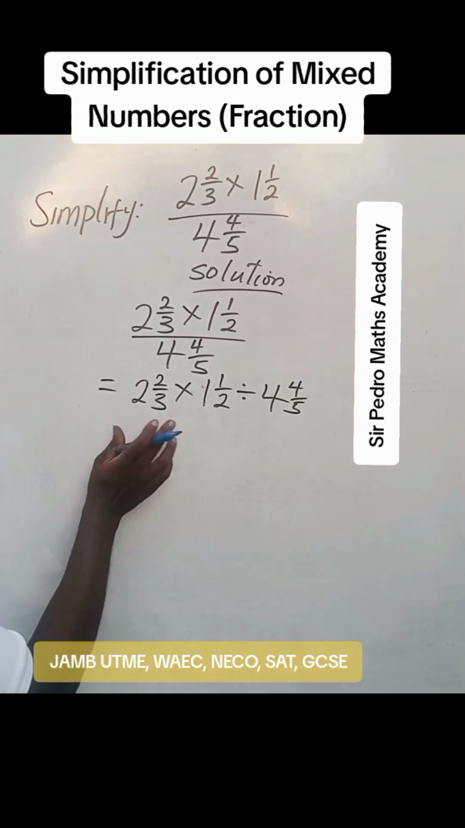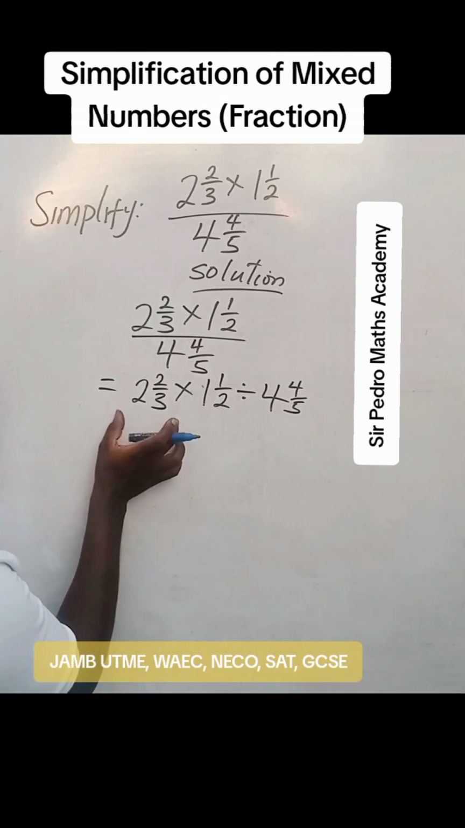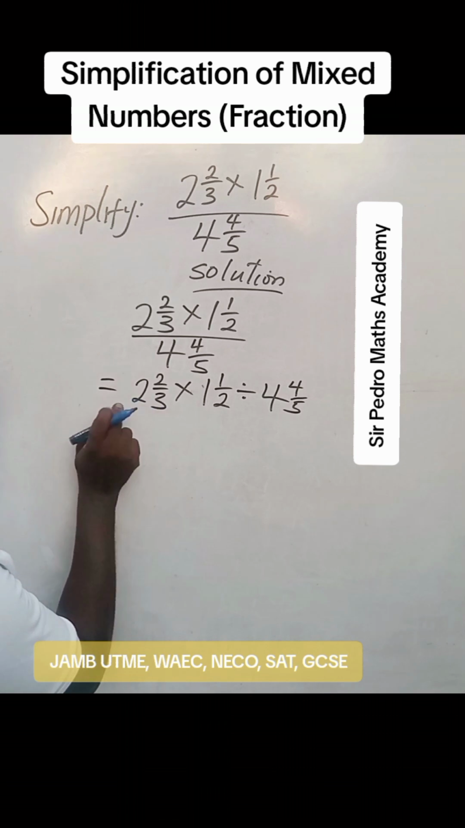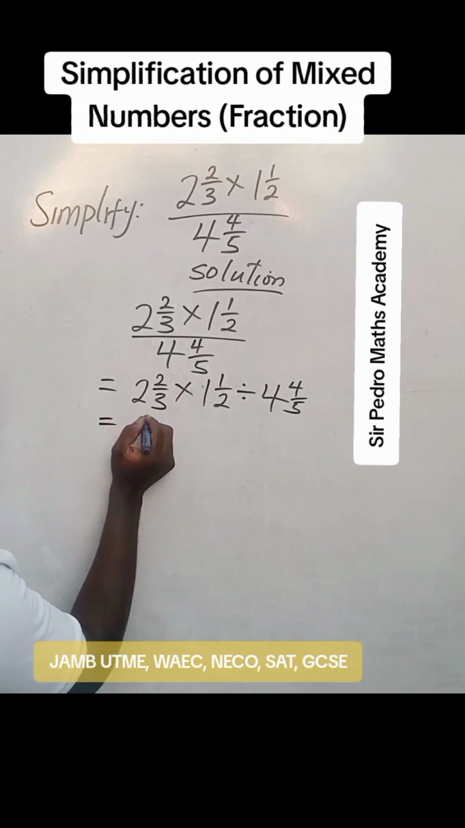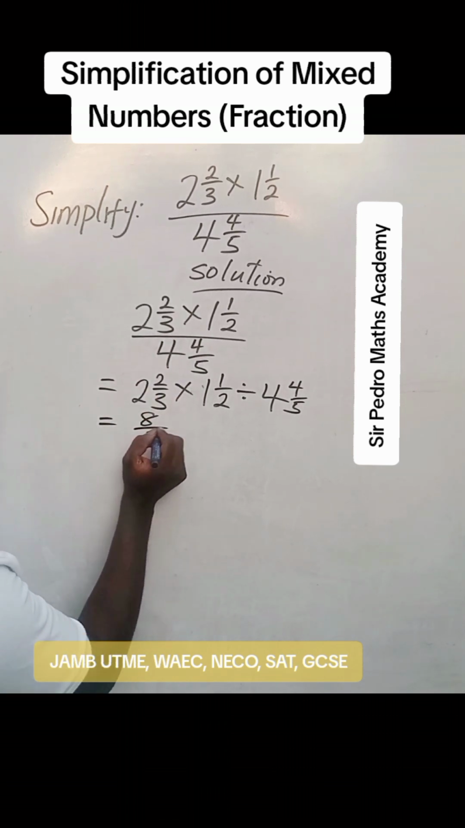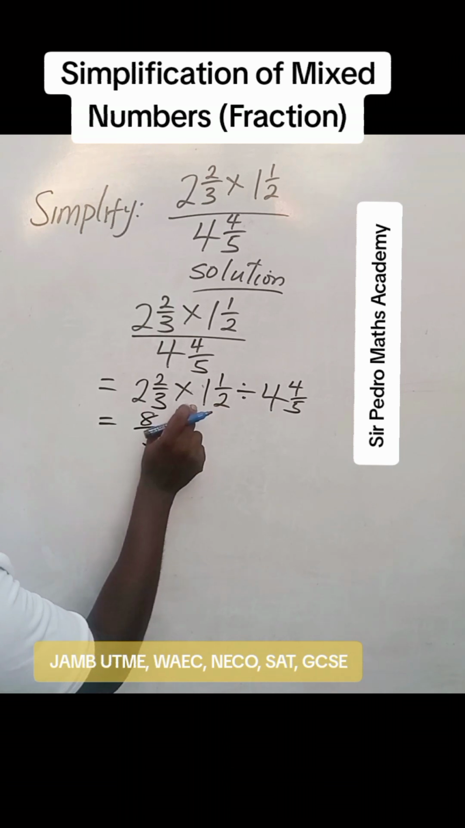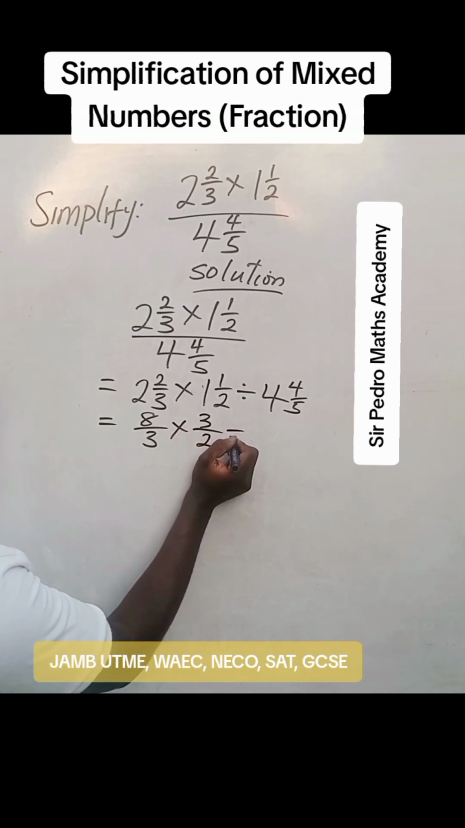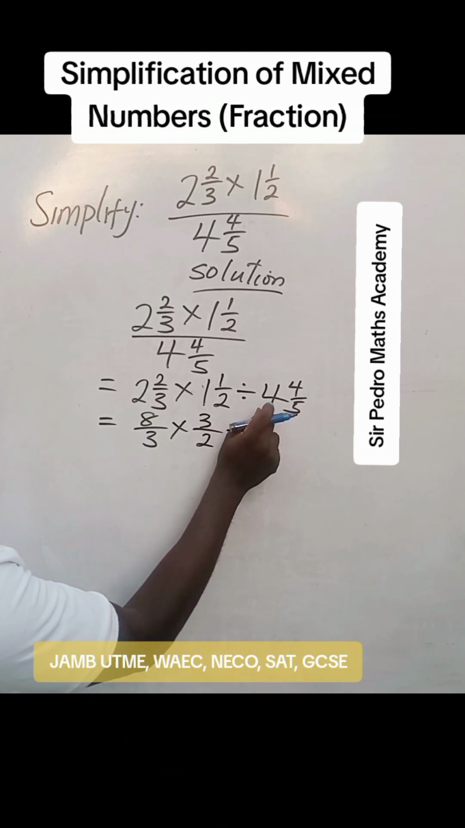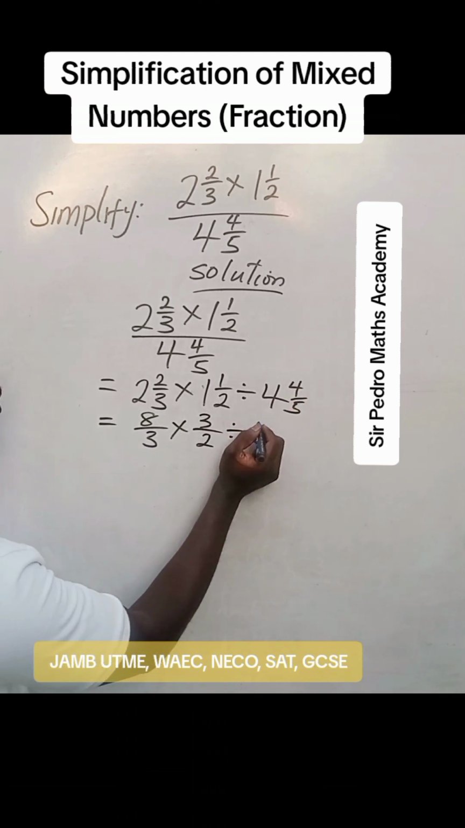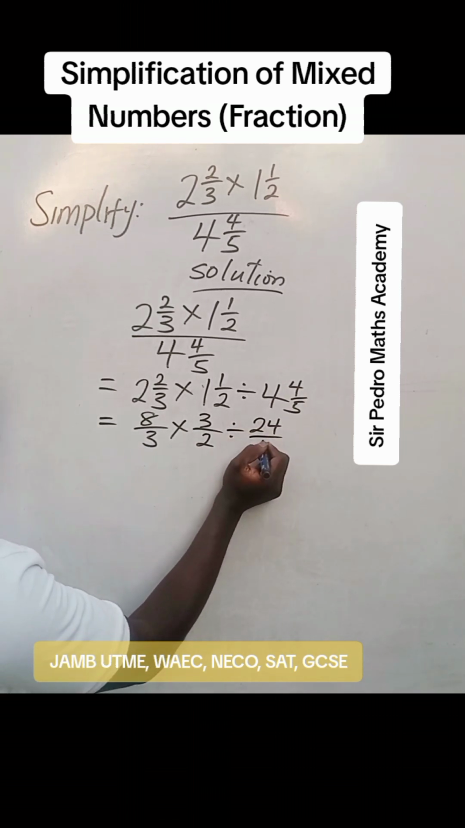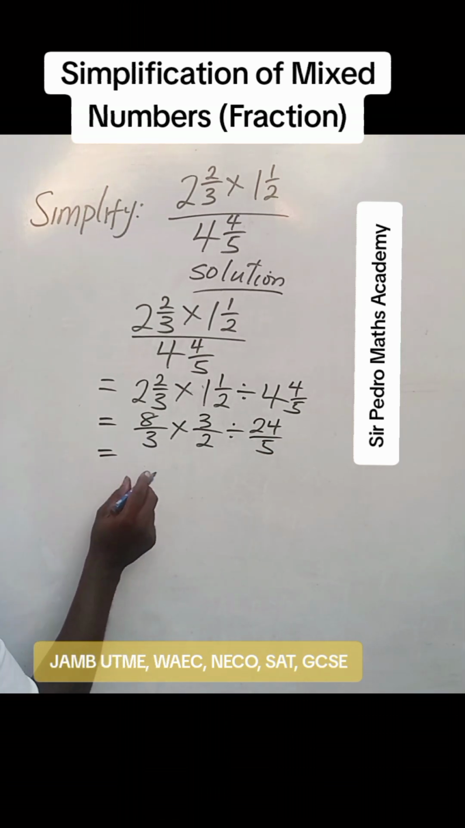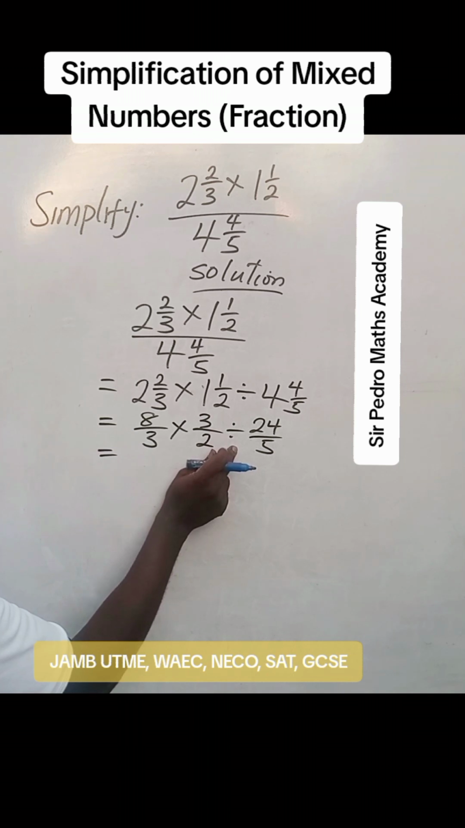Okay. So the next is what? To convert these mixed numbers to improper fractions. 3 times 2, 6 plus 2, we have 8/3, times 2 times 1, 2 plus 1, 3/2, divided by 4 times 5, 20 plus 4, 24/5. Okay, first step.